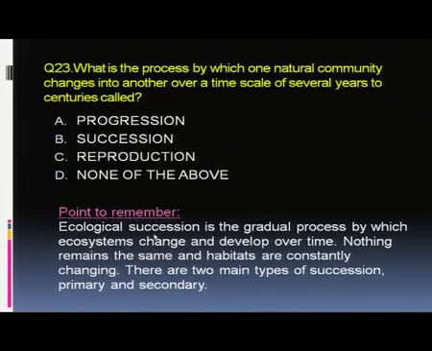You have to remember, ecological succession is the gradual process by which ecosystems change and develop over time. Nothing remains the same and habitats are constantly changing. There are two main types of succession, the primary and the secondary. Primary succession takes place where there was no living organism present already, and the secondary one is where there was some life present, but it was harmed or destroyed, and a new succession arose from it. So, these are the basic two types of succession, primary and secondary.